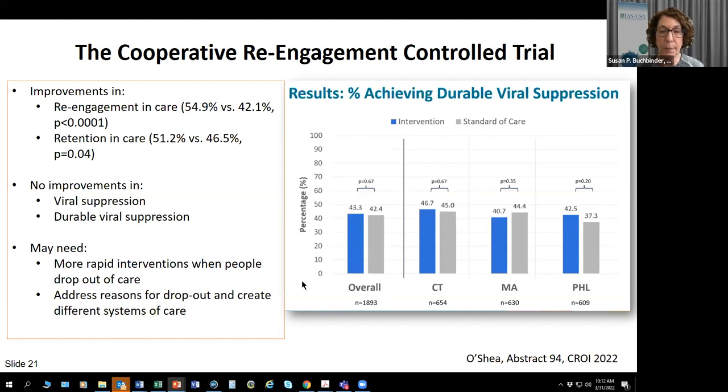And so what we might draw from this study is that we might need to intervene more rapidly when people drop out of care, but also we probably need to address the reasons for dropout in the first place and perhaps create some different systems of care that make it easier for people to actually access care.